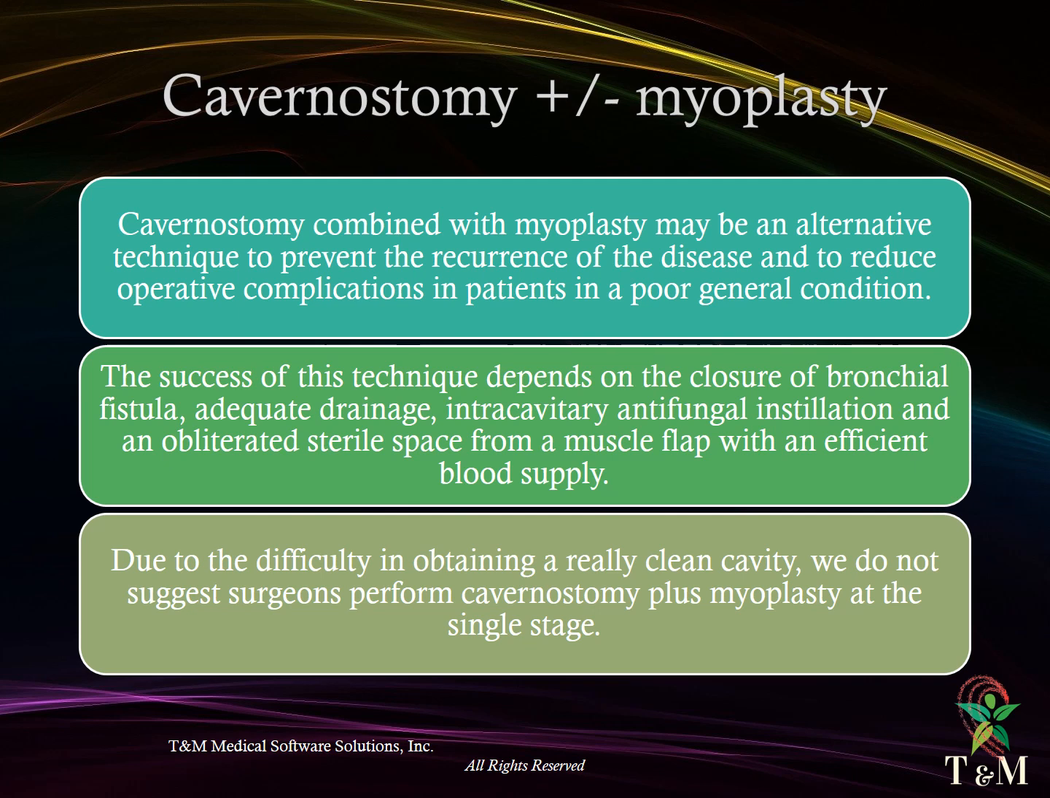Cavernostomy with or without myoplasty may be an alternative technique to prevent the recurrence of the disease and to reduce operative complications in patients with poor general conditions. The success of this technique depends on the closure of the bronchial fistula, adequate drainage, intracavitary fungal debridement, and an obliterated sterile space from a muscle flap with an efficient blood supply. Due to the difficulty in obtaining a really clean cavity, we don't suggest surgeons perform cavernostomy plus myoplasty in a single stage.